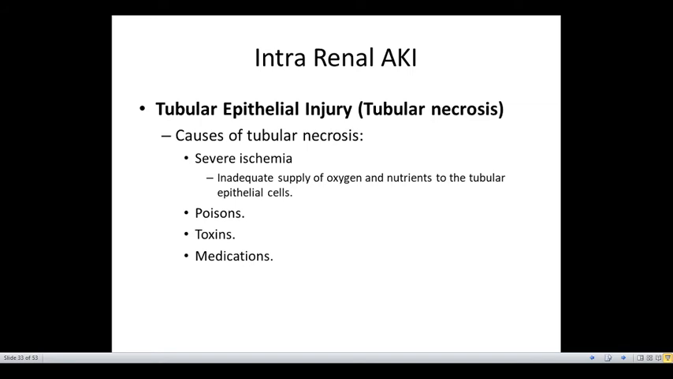The tubular epithelial injury, that is the tubular necrosis, may be because of severe ischemia, that is the inadequate supply of oxygen and nutrients to the tubular epithelial cells. Or tubular necrosis may be because of poisons, toxins, and medications, especially ingestion of heavy metals.